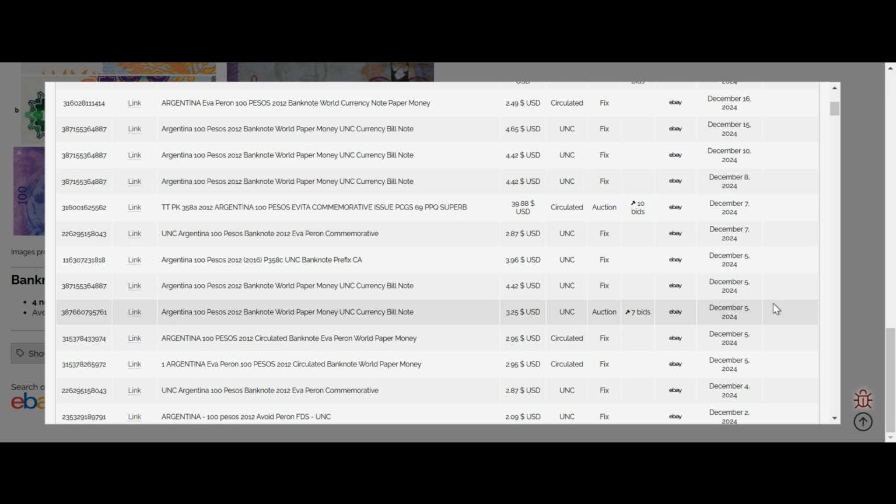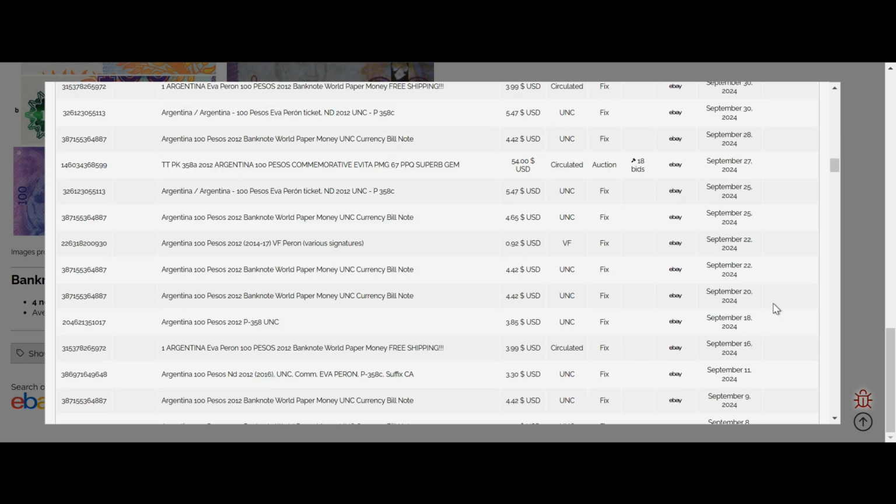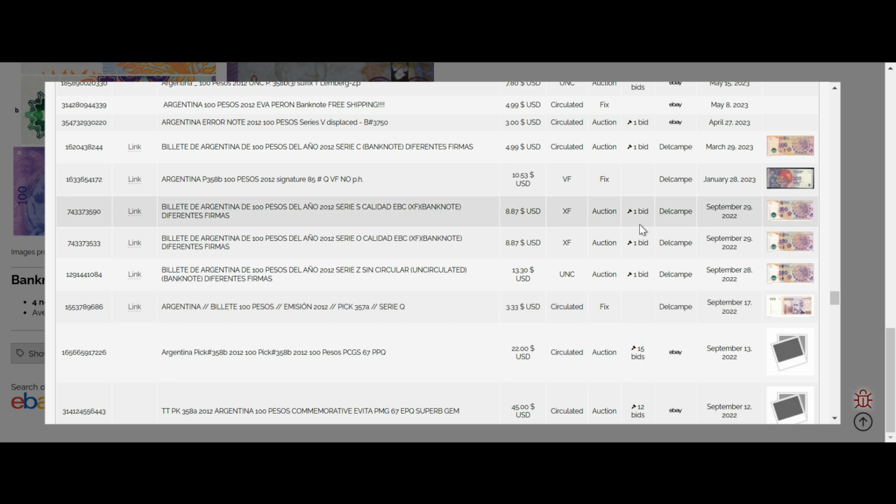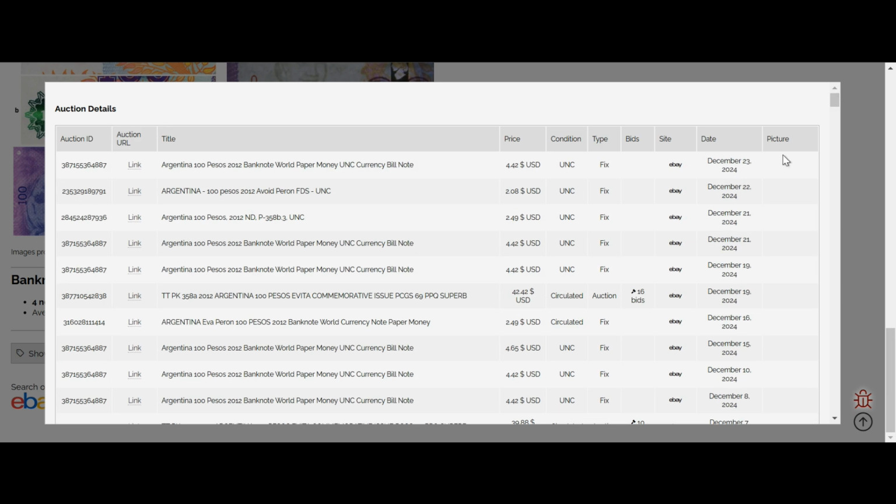So if you scroll all the way down, I think you'll see some here. You can see that there are some pictures as well, with links. Basically this really helps me understand what the pricing is. It's sorted by date, so you can see the latest one here was $4.42 and then $2.08 and so on. And then sometimes you'll see, well, why is it so expensive versus the other ones? Well, yeah, because it's graded, right?